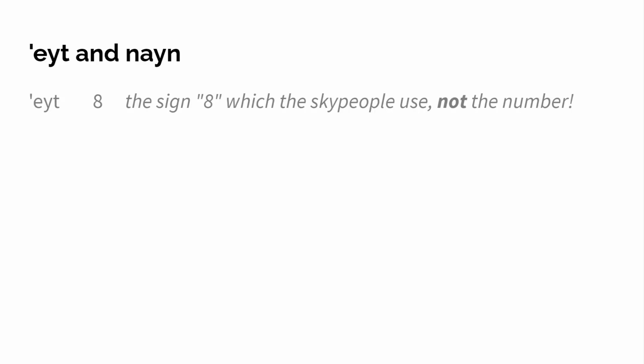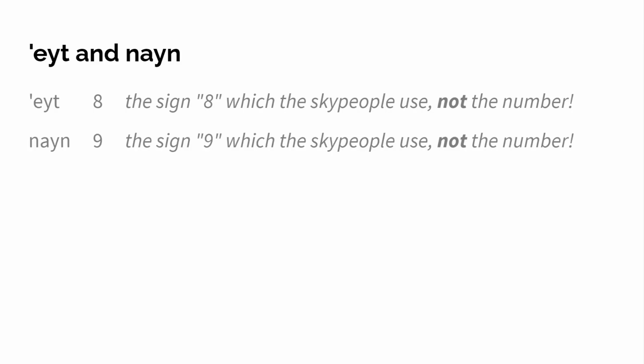So 8 is 8, but it is the symbol 8, which the Sky people use. It is not the number, the value 8. It is really only the symbol 8. Same as for 9. 9 describes the sign or the symbol 9, which the Sky people use, not the number. We used it, for example, for telephone numbers or stuff like that. So when we really needed digits 8 and 9.